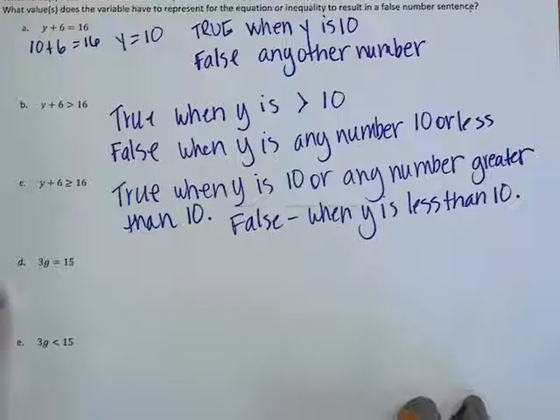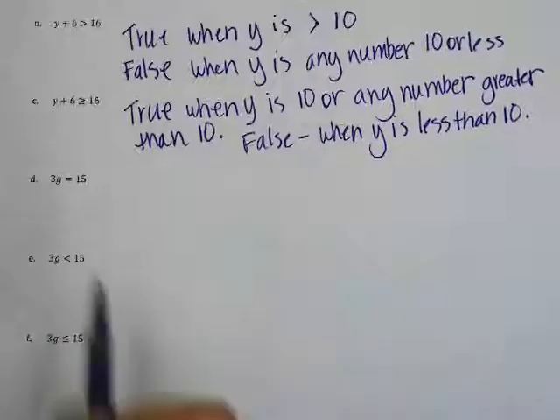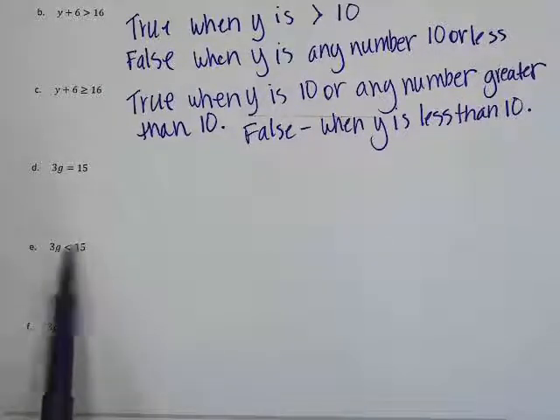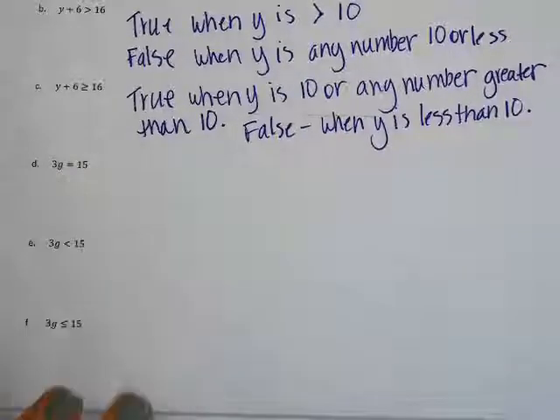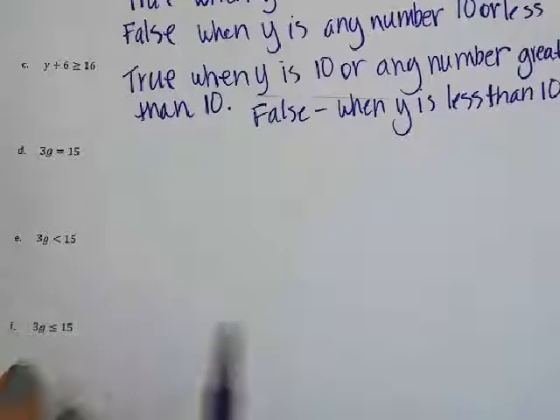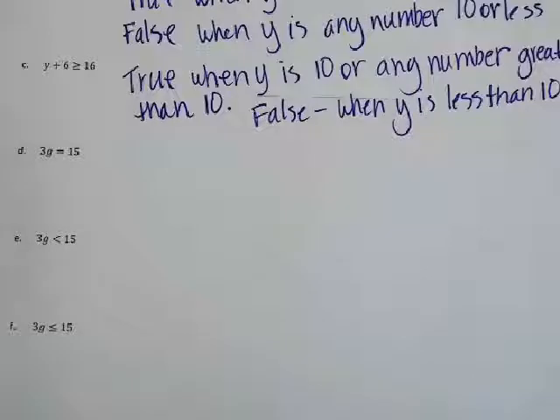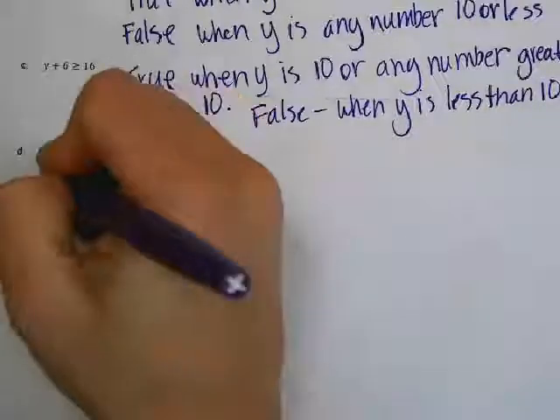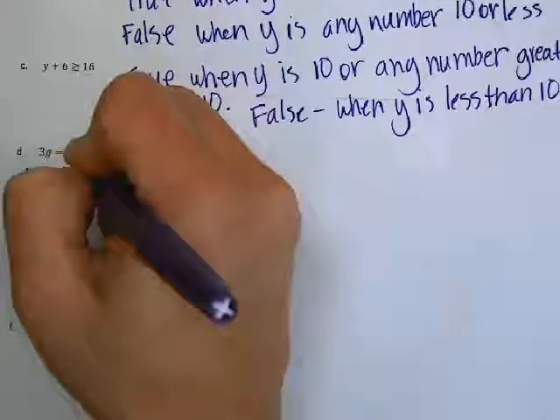Letter D. So again, for D, E, and F, they're going to give us an equal sign so we can find the equation. Then we're going to have a less than and then a less than or equal to. So 3G equals 15. I'm going to make this a little larger. Well, what I know is that a number and a letter together are multiplication. So 3 times what would give me 15? How many groups of 3 are in 15? And the answer to that is 5, because 3 times 5 equals 15.